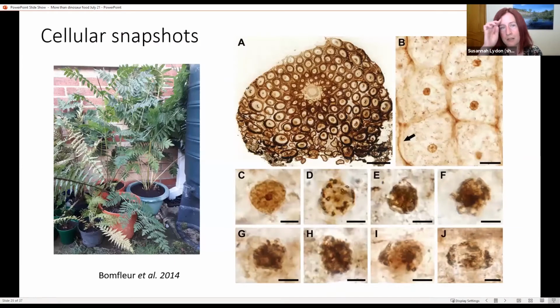Here's another of what I like to think of as cellular snapshots. On the left, that's from my garden before I put all my ferns back in my new garden. The plant that's nearest to the water butt there is the royal fern, Osmunda regalis. It's actually a native plant in the UK, and it's a beautiful plant.